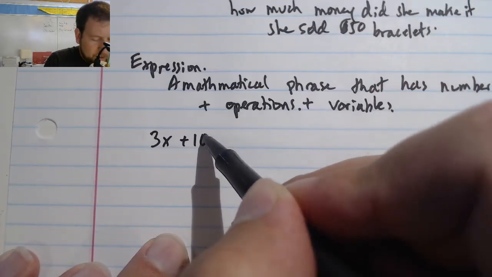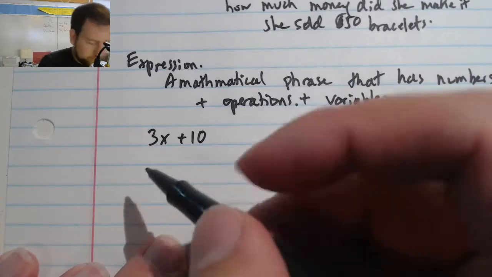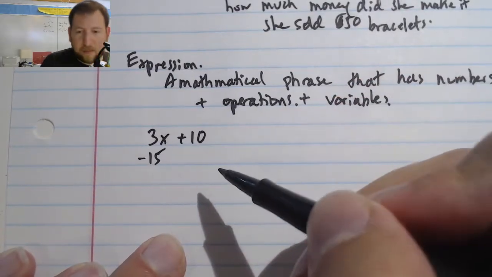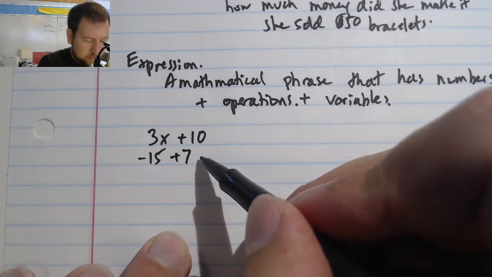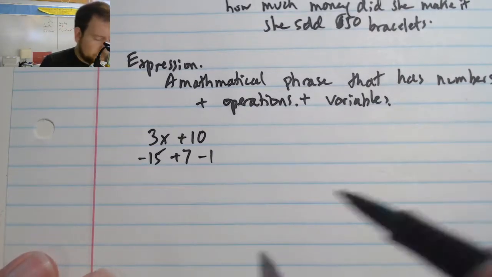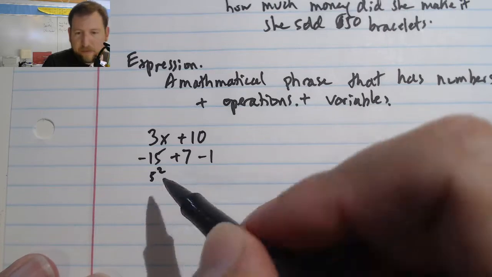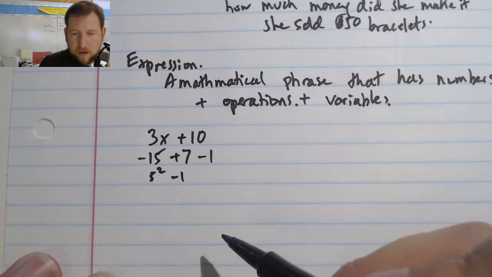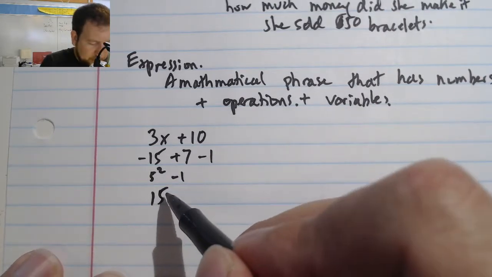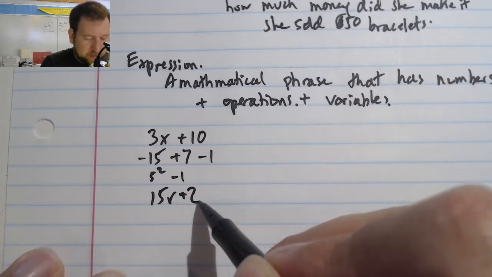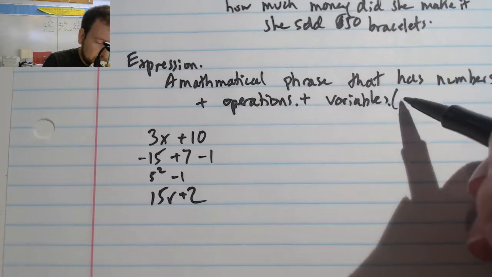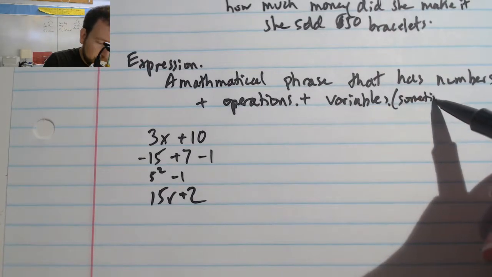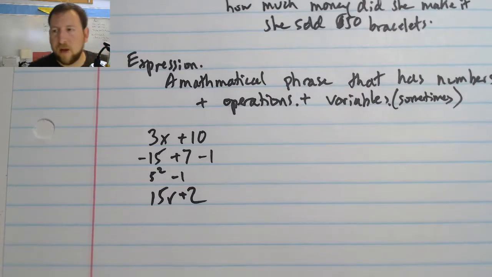Some examples of some expressions might look like this. 3x plus 10. Negative 15 plus 7 minus 1. 5 squared minus 1, or 15r plus 2. So you can see that sometimes it has variables, but sometimes it doesn't.